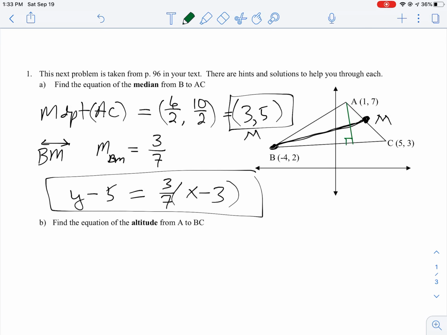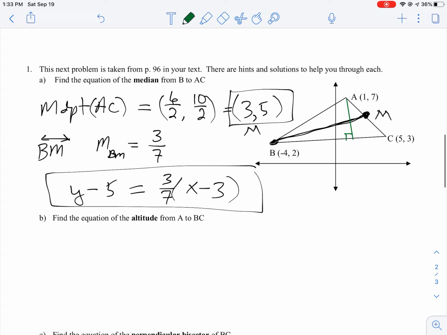And so what I need is to find a slope of my altitude. So for my slope, remember, the altitude has to be perpendicular to BC. So I'm just thinking about a perpendicular segment to BC. So that means I need the slope of BC.